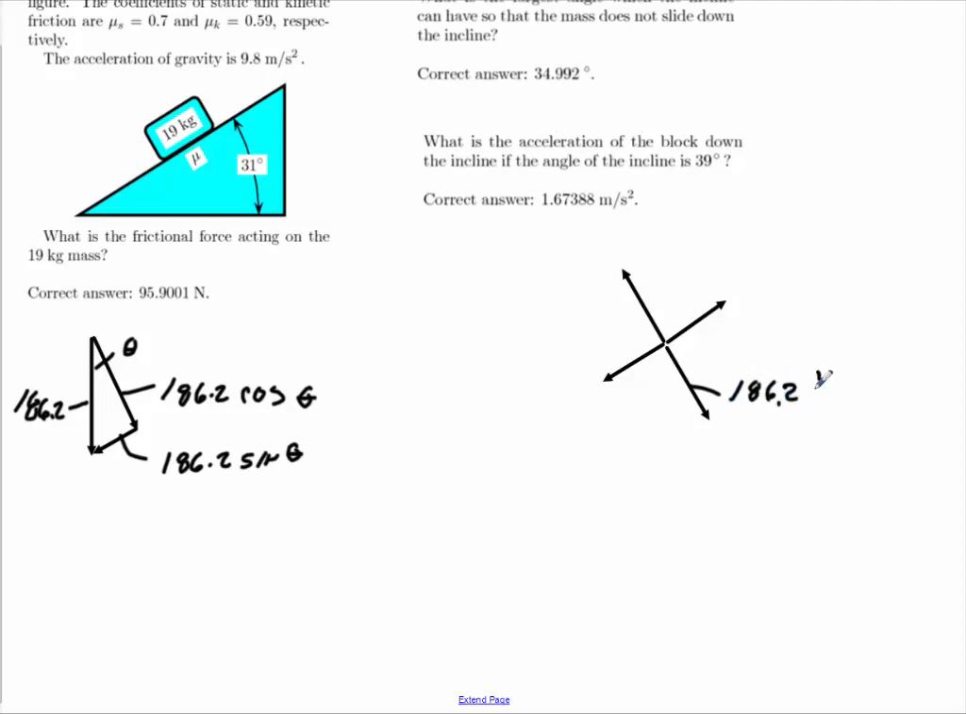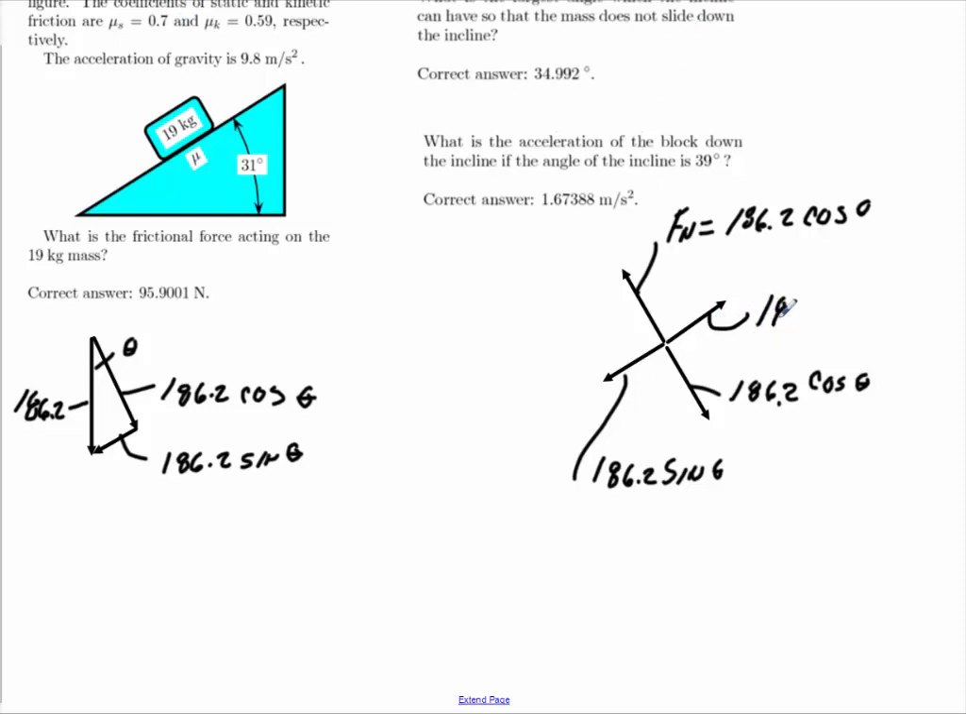This value here now is going to be 186.2 cosine theta. This will be my normal force, which is 186.2 cosine theta. This value here is going to be my 186.2 sine theta. And now, by definition, we're going to let this frictional force go the largest possible. And it says does not slide, so we're going to do the static. This will be my normal force, which in this case is 186.2 times the cosine of theta. We're going to multiply it by the coefficient of friction, which is 0.7.